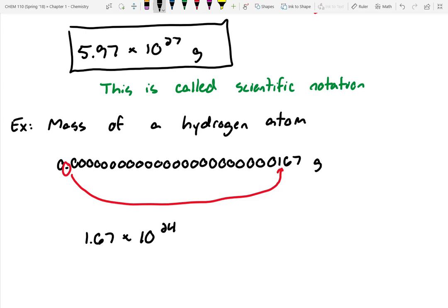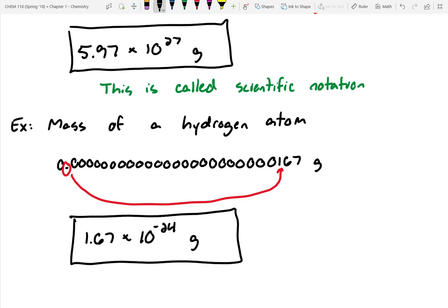Or am I missing something? It should be negative, right? We're going to the right-hand side, so it should be a really, really small number. Make sure you remember to include that negative value if you're going to the right. It's only positive if you're going the opposite direction. All right, so this would be 1.67 times 10 to the negative 24th grams. And this would be proper scientific notation for the mass of a hydrogen atom. Does that make sense? It's commonly used all over science and even in your day-to-day life, depending on how much science you do in your day-to-day life, I guess.